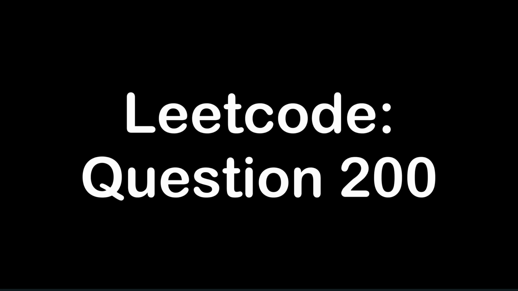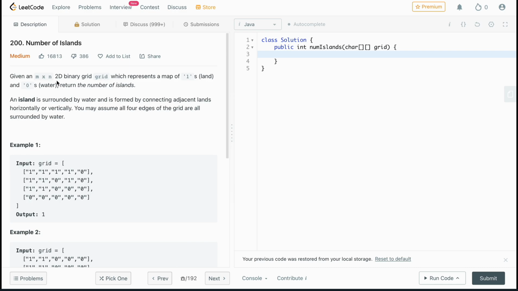We're going to be going over the Java solution for Leetcode 200, Number of Islands. Given an m by n 2D binary grid, which represents a map of ones, land, and zeros, water, return the number of islands. An island is surrounded by water and is formed by connecting adjacent lands horizontally or vertically. You may assume all four edges of the grid are all surrounded by water.